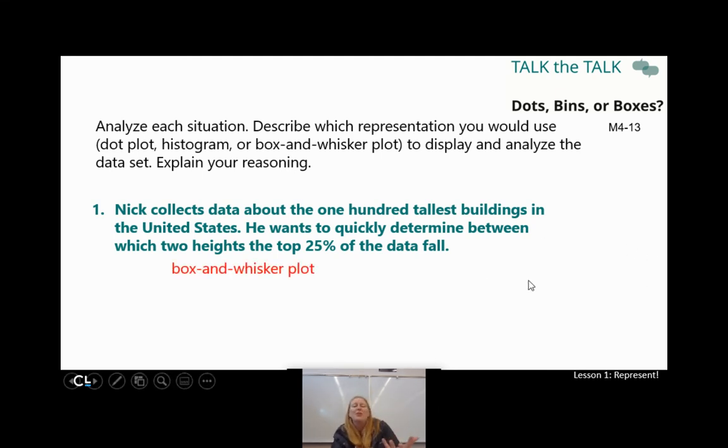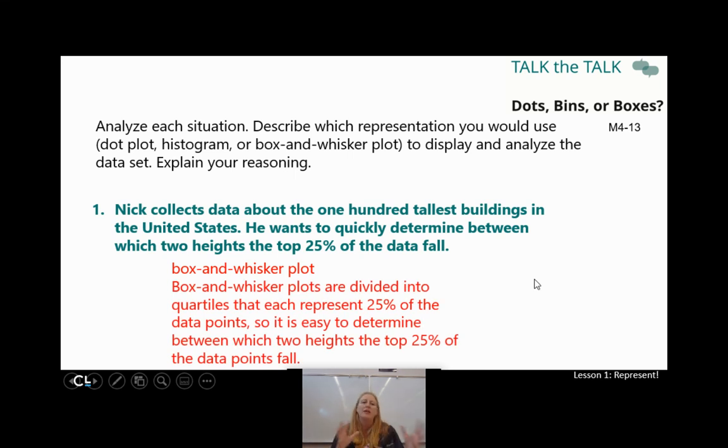I saw that 25% and I was like, oh, the box and whisker plot, each chunk was 25%. And so that feels to me like the better choice, right? These box and whisker plots are divided into quartiles and they each represent 25% of the data points. It would just be the easiest one to determine where the information is that he's looking for.